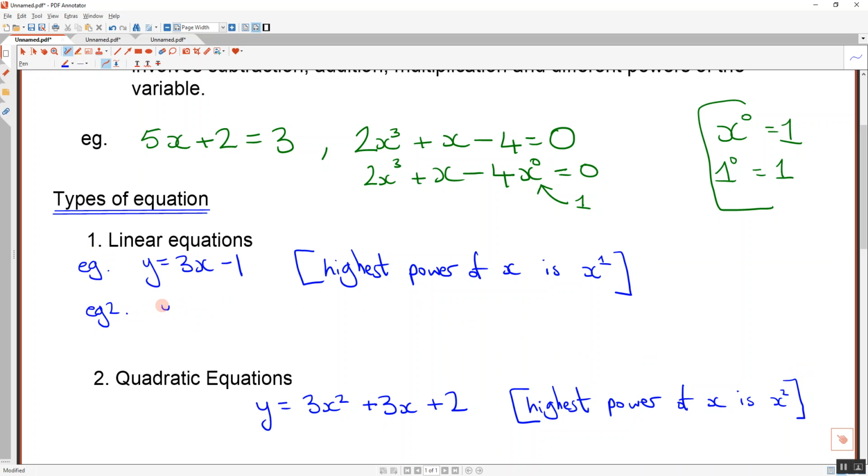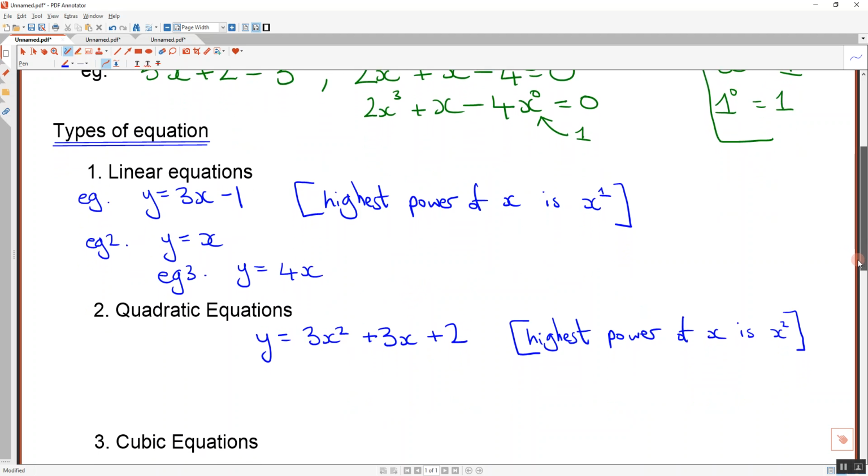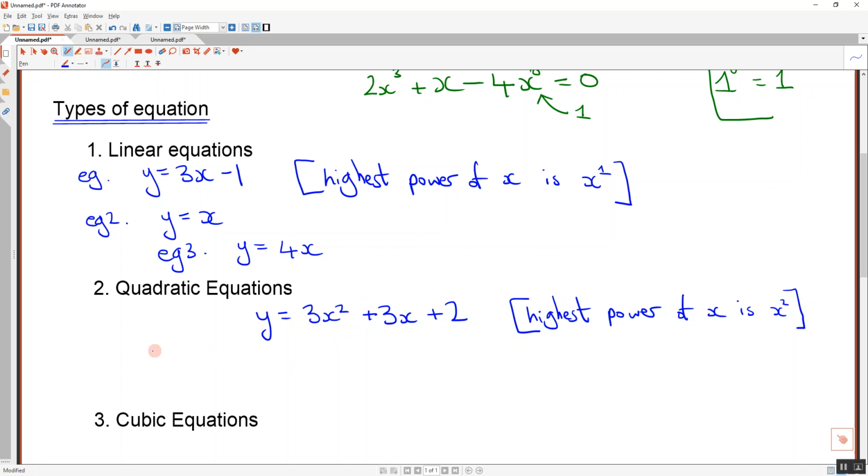So if your equation has just got x's in it, it is a linear equation, okay? Once you put in a squared term, it becomes a quadratic equation.